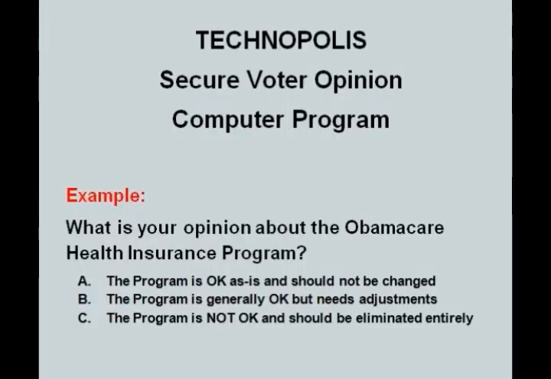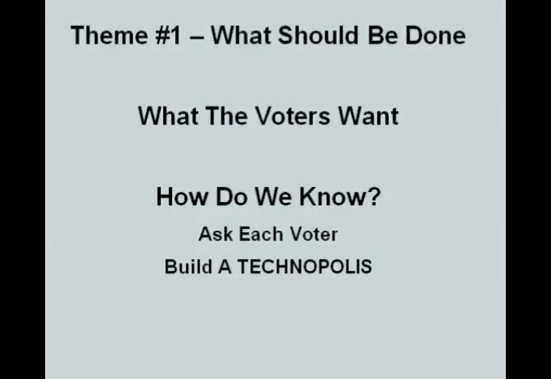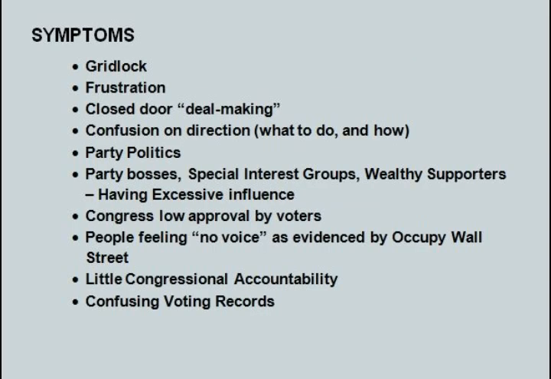At week's end, if 65% of the voters respond A and think the program is okay, why should Congress spend any of their time and energy trying to derail it? Each week we would have a new question that voters would be invited to respond to. This completes theme number 1, what should be done. Let's pause a moment and review the list of symptoms to see how effective these actions might be.